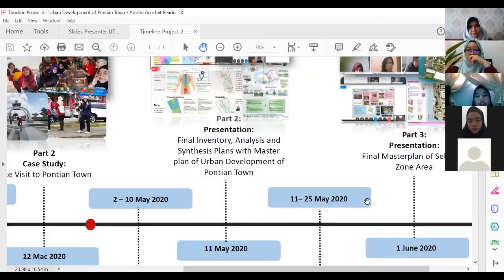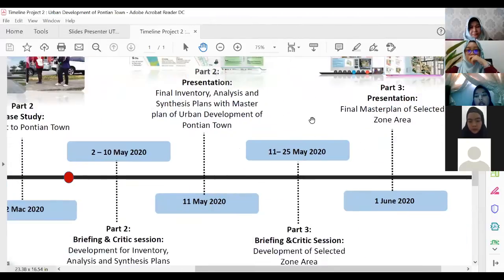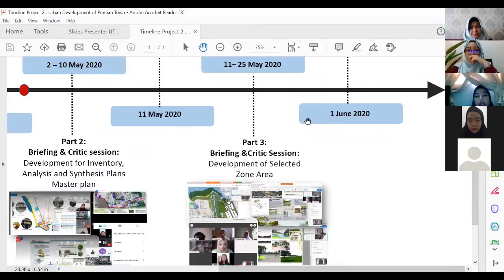After we finished the second part, we moved to the third part, which is the individual assessment, whereby each student has to choose one selected zone from their own group master plan. So they need to do another master plan of the selected zone based on the concept that they have chosen.